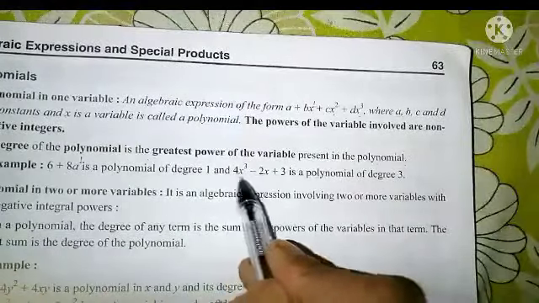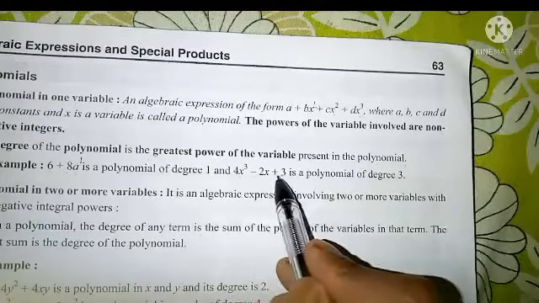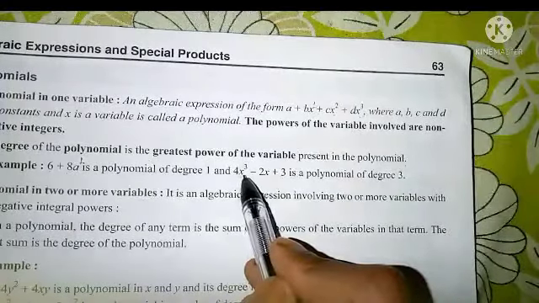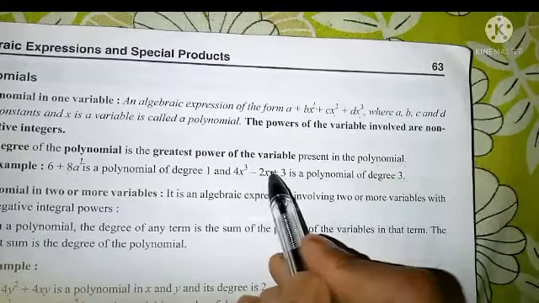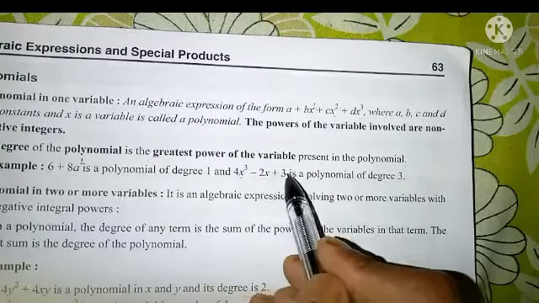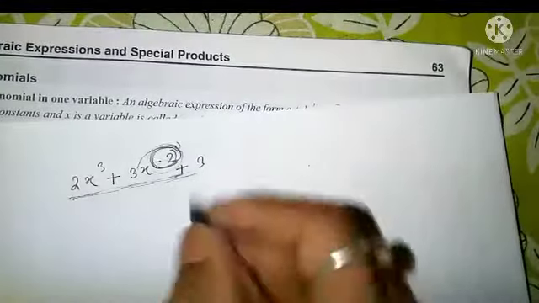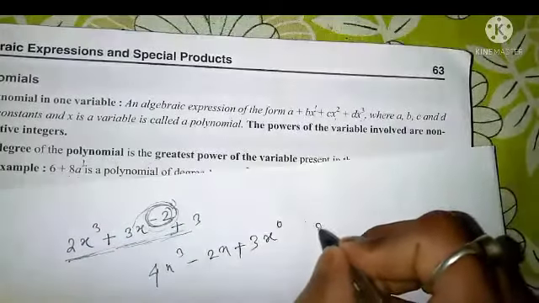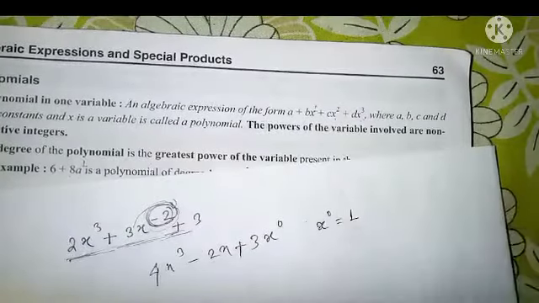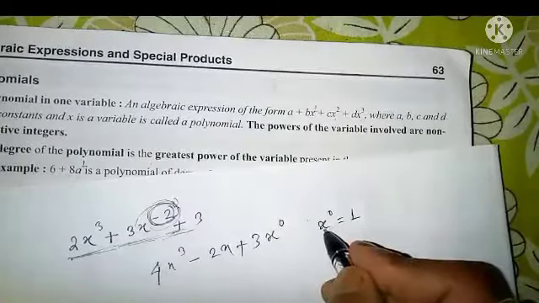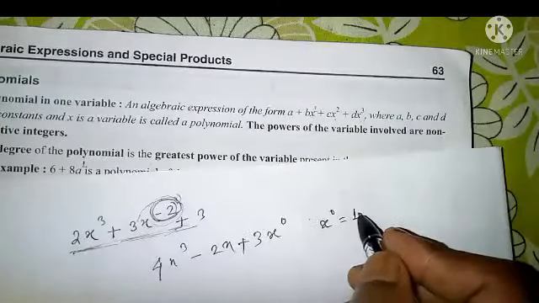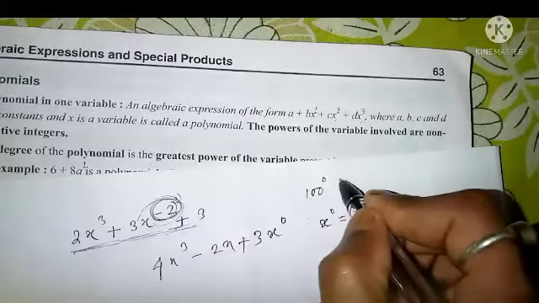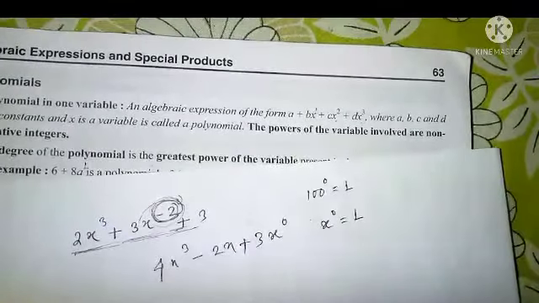We have another example here, 4x cube minus 2x plus 3. Our variable is x; its power is 3 here, and its power is 1 here. Now the constant 3 can actually be written as 3 times x to the power 0. You should always remember, when the power is 0, the value is always equal to 1, and this is read as x naught. So x naught is equal to 1, or if I write 100 to the power 0, then also the value is equal to 1.